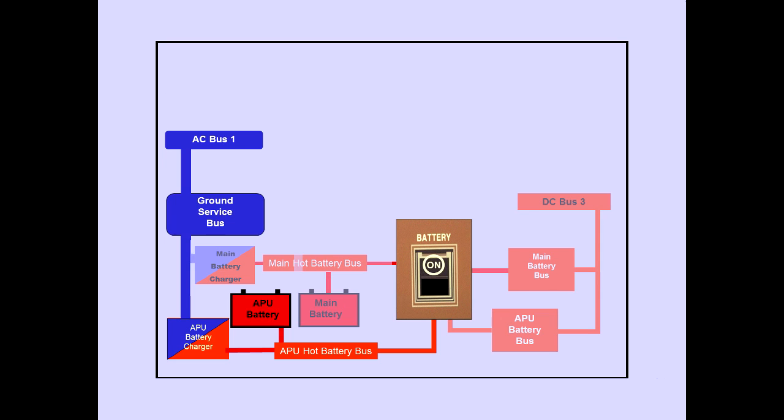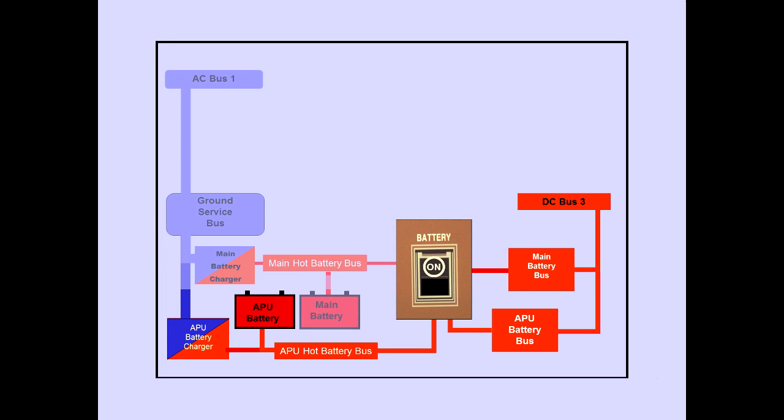2 buses can be powered from the APU battery. These are the APU hot battery bus and the APU battery bus. The APU hot battery bus is directly connected to the APU battery and powers the APU controls. The APU hot battery bus is normally powered by AC bus 1 through the ground service bus and APU battery charger. The APU battery charger will be discussed later.